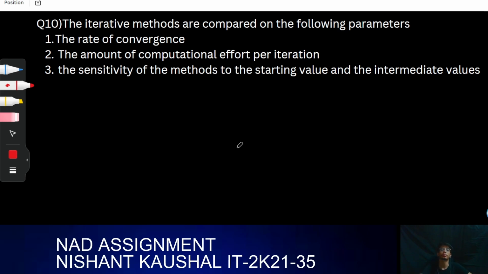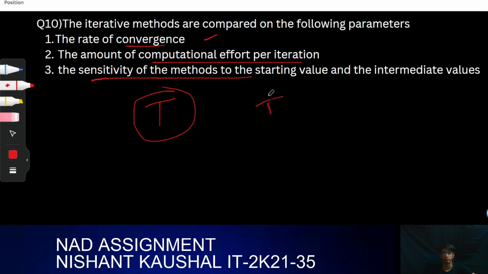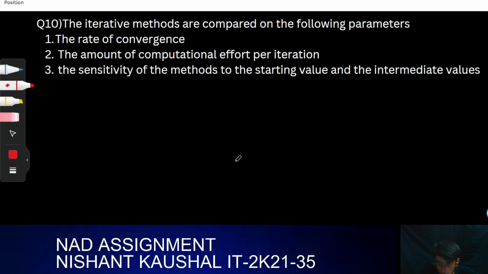The iterative methods are compared on the following parameters: the rate of convergence, the amount of computational effort per iteration, and the sensitivity of a method to the starting value and the intermediate value. This is our question number 10, and this is true because these are all the facts: iterative methods have the following parameters like convergence, computational effort per iteration, and sensitivity of the method, right? So this is true. So with this, our first internal paper is solved. Now we will solve the second internal paper.